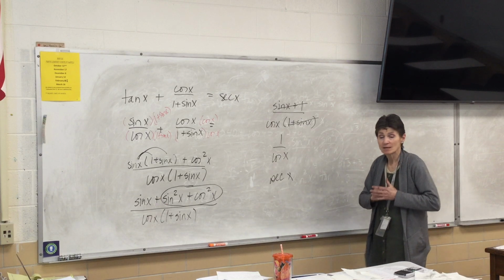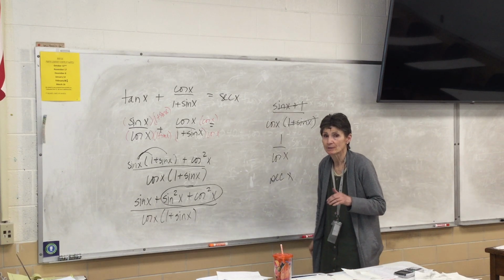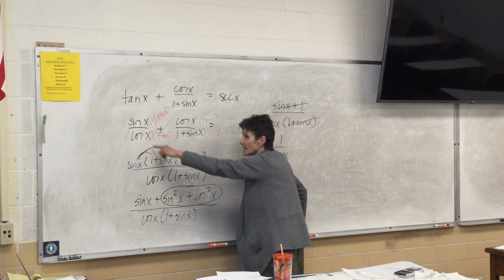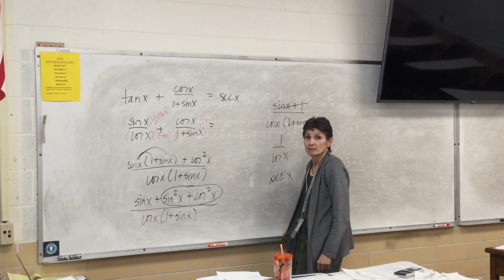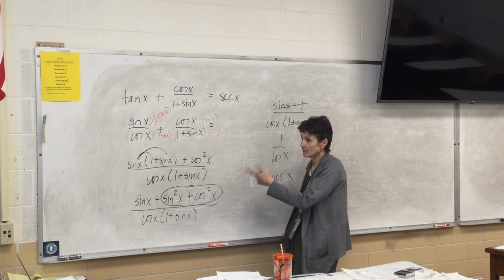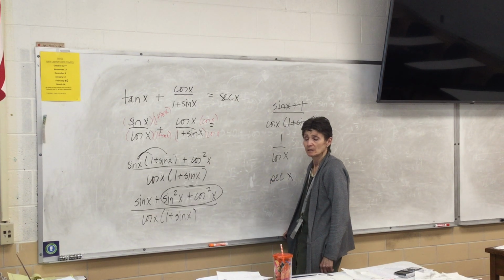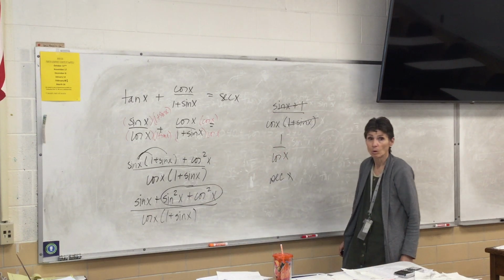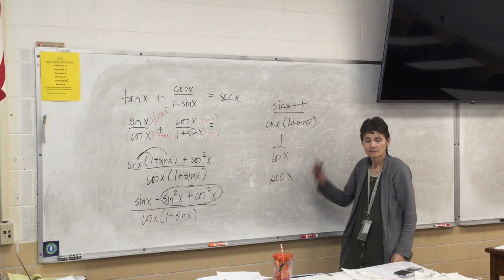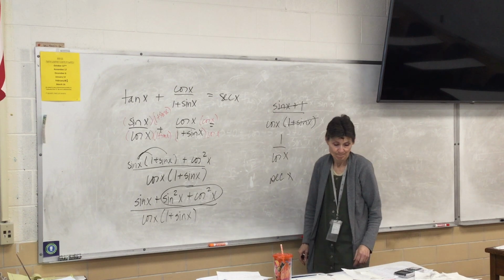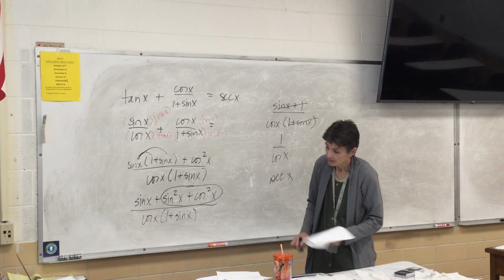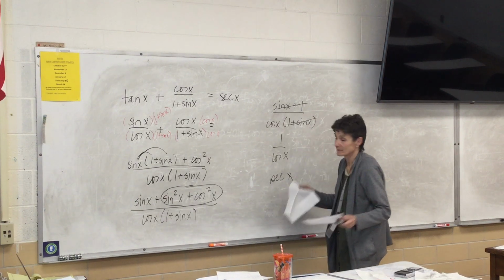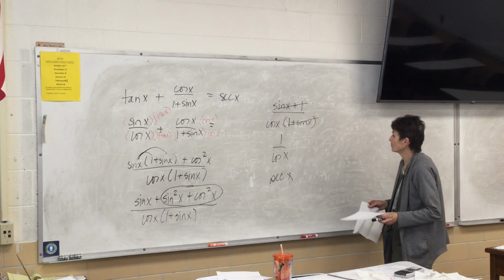Let's review the steps there, because I don't think the steps are hard. You can do this. Change tangent into sine over cosine. Get a common denominator. Notice sine squared plus cosine squared is 1. Cancel, and you're done. So you'll have one of those on your test, or quiz.